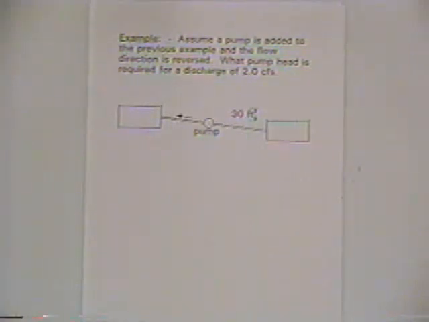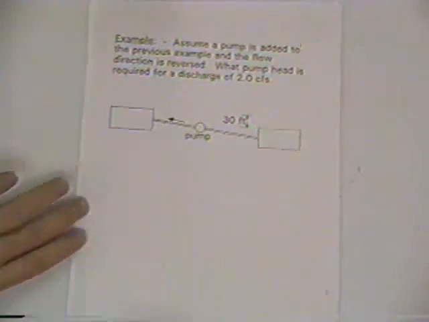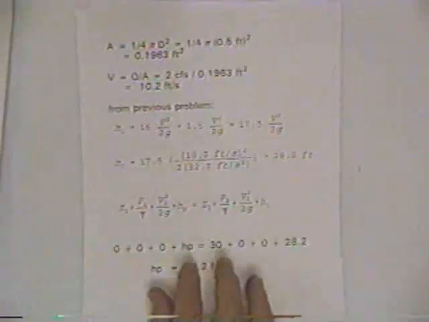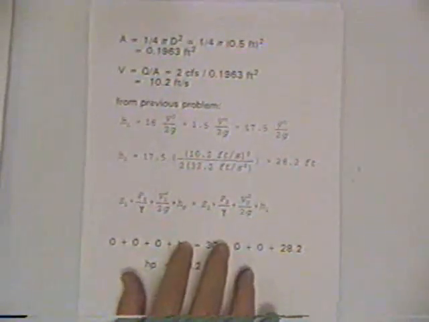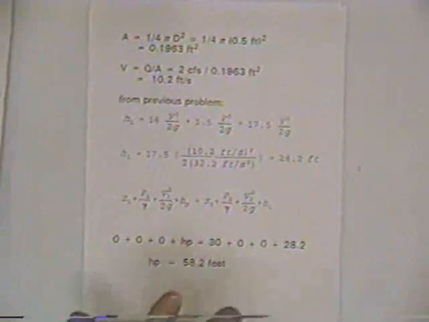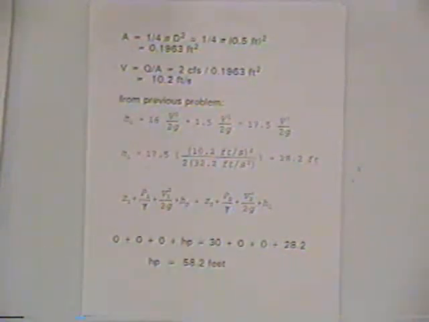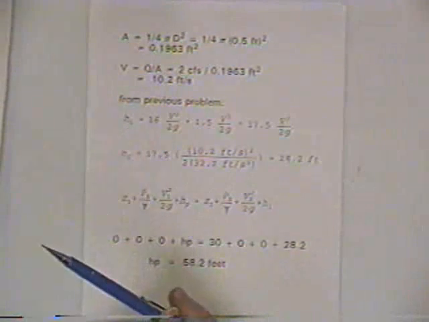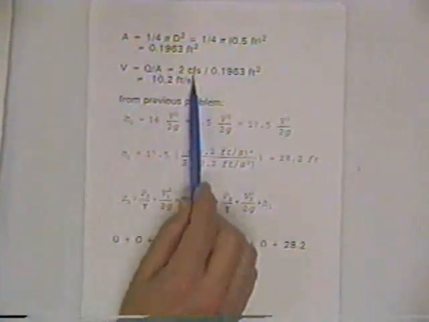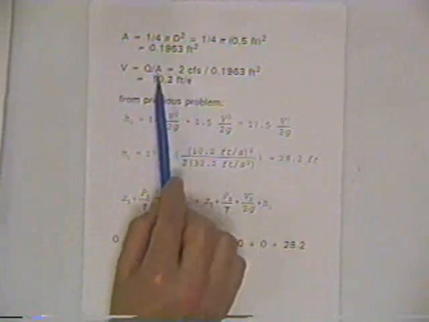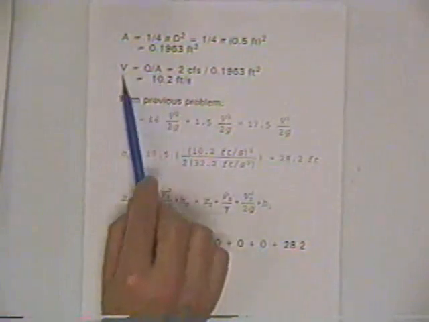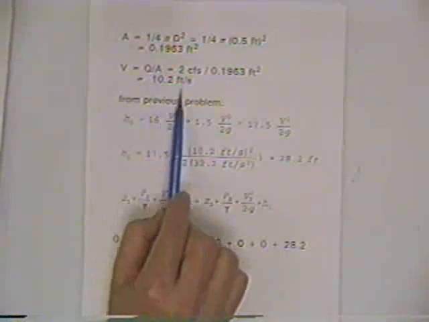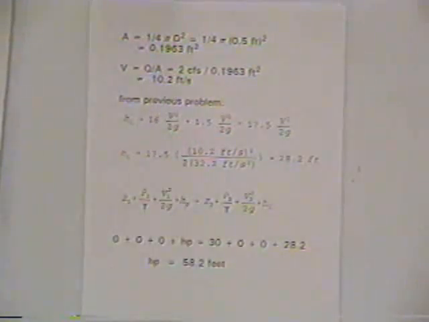That gives us a chance to expand our energy equation to include that pump head term. And so a lot of the problem is the same as before. We've got the area, same area as before. This time the discharge rate is given, and since the discharge rate is given, we can divide that by the area of the pipe, velocity equals Q divided by A, to get the mean flow velocity in the pipe.